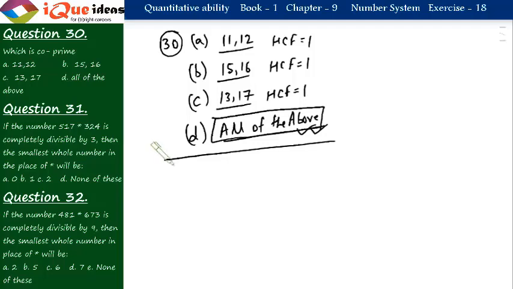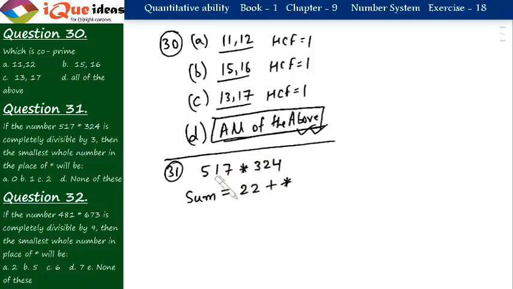Now the next question, question number 31. It says if the number 517 star 324 is divisible by 3, then what should be the digit in place of star? Now we know that the divisibility test of 3 is checking the sum of digits. So check the sum of digits. The sum of digits would be equal to 5 plus 1 plus 7 plus star plus 3 plus 2 plus 4. So add all the other digits. 5 plus 1, 6 plus 7, 13 plus 3, 16 plus 2, 18 plus 4, 22 plus the star value.